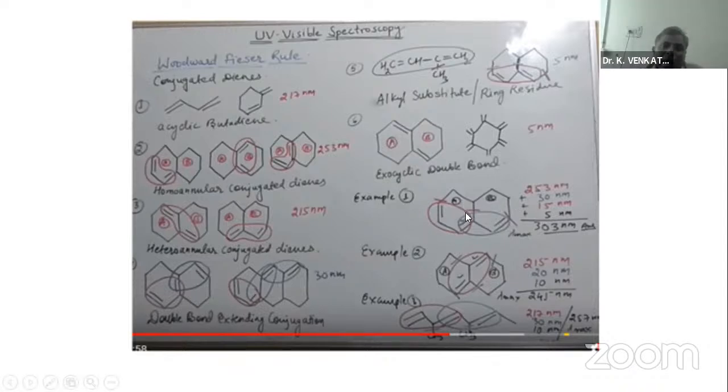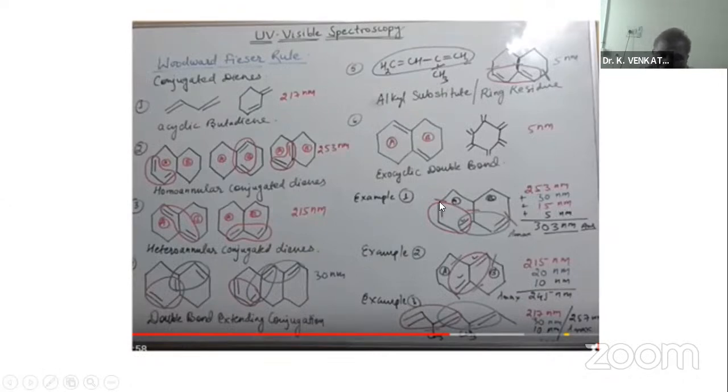Is this heteroannular or homoannular? Homoannular. So what is the basic value? 253 nanometers, and since more than one double bond is present, that is extended conjugation, so 30 nanometers. And how many ring residues?